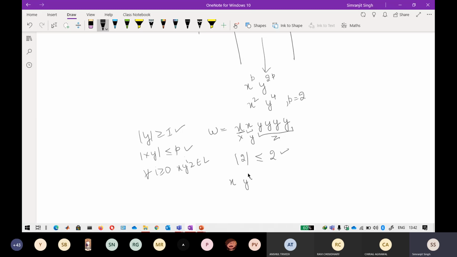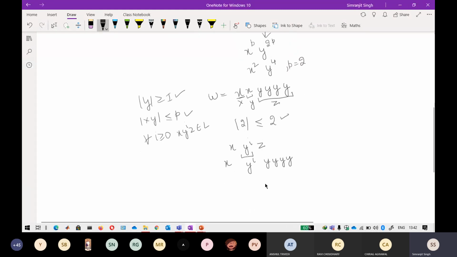So now what can you do? x y raised to power i and z. Okay, so what is x? x is x, already x, and y here is only one x, so I have to raise it to the power i, and z is 4 y's. Okay, so there are 4 y's. Now pump it. Now I will pump with i equal to 2.